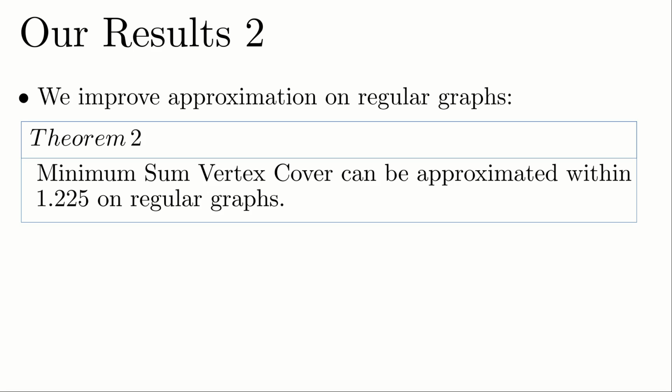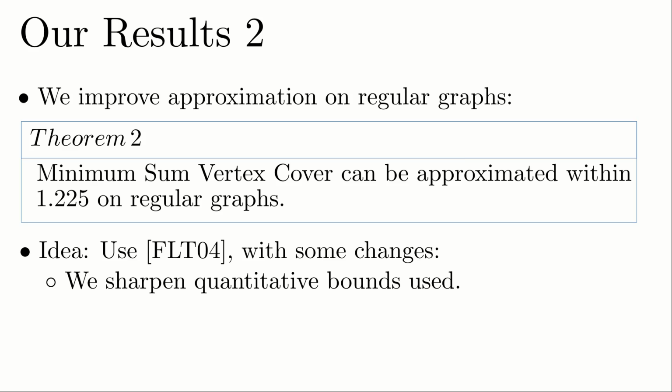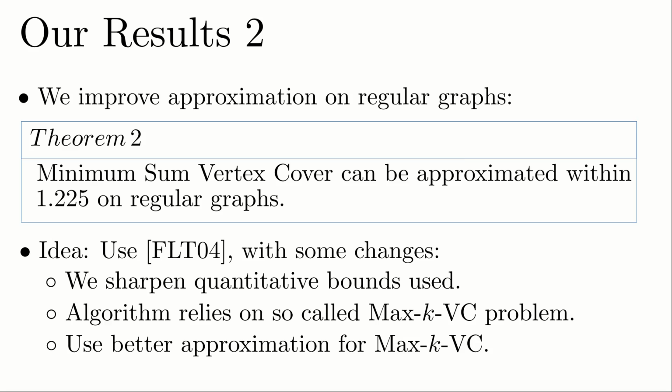We also improve the approximation algorithm on regular graphs, and we show that minimum sum vertex cover can be approximated within 1.225 on regular graphs. Our algorithm basically uses the same framework as Feige, Lovász and Tetali, and we introduce some changes to the already existing algorithm. First, we sharpen certain quantitative bounds used in that paper, and secondly, the algorithm from the Feige, Lovász and Tetali paper relies on the so-called max k-VC problem, and we use almost optimal approximation algorithms for the max k-VC problem, which are known today and were not known back then.